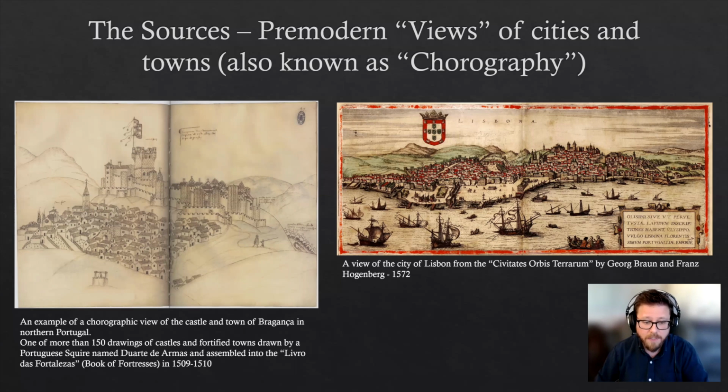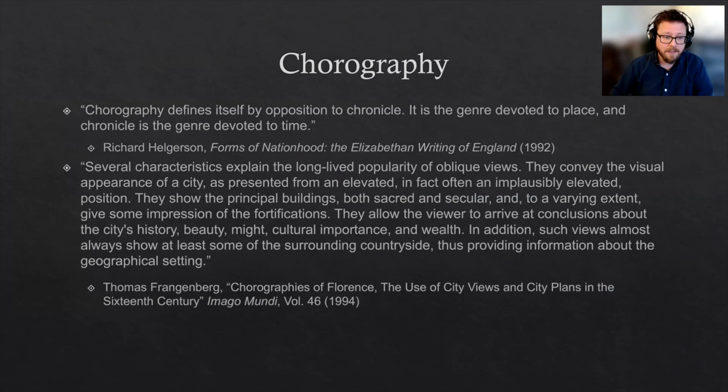And then on the right, we have an image of Lisbon from a far more famous atlas called the Civitates Orbis Terrarum by George Braun and Hans Franz Hogenberg. And this version was from 1572. We actually have an example of this in the Rubinstein Library too.